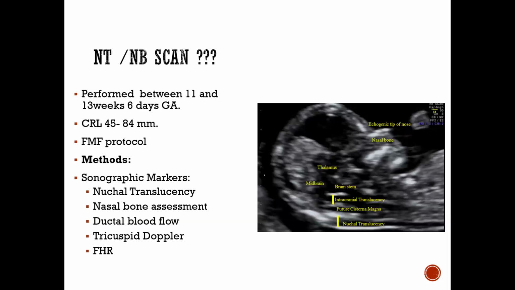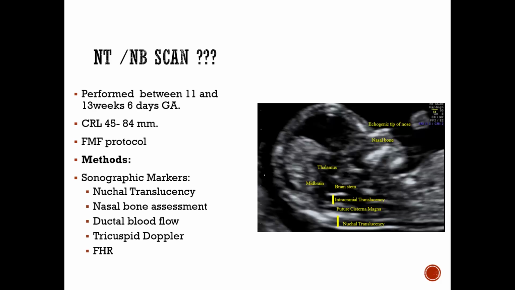The NT-NB scan images should be taken according to the FMF protocol. In the NT scan, we look at sonographic markers like nuchal translucency, nasal bone present or absent, ductus venosus flow, tricuspid Doppler, and fetal heart rate. According to these markers, we calculate risk. We assign risk for chromosomal abnormality in case of triplet or higher order pregnancy.